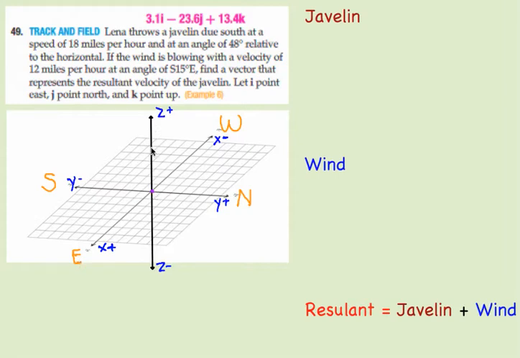We know that y plus represents our northern direction, x plus east. Remember, think about z plus sort of going up in the air. We're flying, we're jumping, we're doing whatever. Z minus, we're diving into water, we're going below ground.